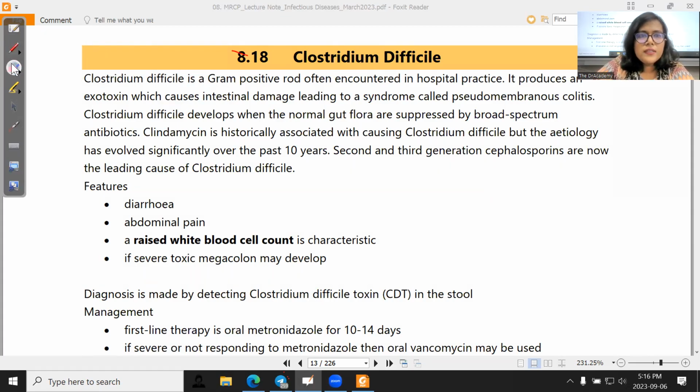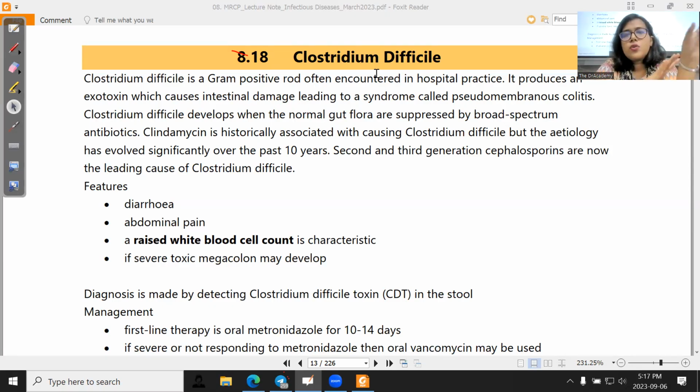So first of all, this is a gram-positive rod often encountered in hospital practice. So it's a hospital-acquired infection, first of all. Secondly, this is usually present as a normal commensal in the gut, okay? Just like E. coli. However, once you're given a broad spectrum antibiotic, it kills off the naturally occurring flora in the gut. That's when the Clostridium difficile takes the upper hand. This is an opportunistic infection, the Clostridium difficile infection, okay?